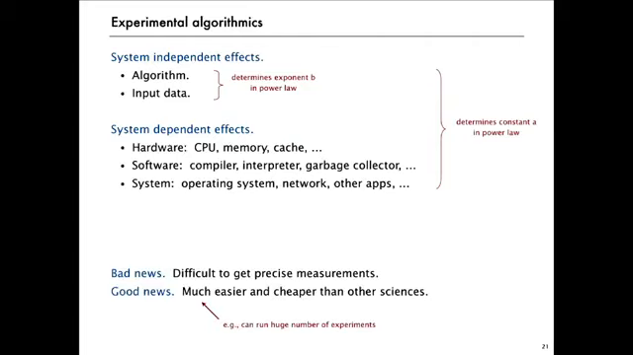So in modern systems, there's so much going on in the hardware and software that it's sometimes difficult to get really precise measurements. But on the other hand, we don't have to sacrifice animals or fly to another planet the way they do in other sciences. We can just run a huge number of experiments and usually take care of understanding these kinds of effects.